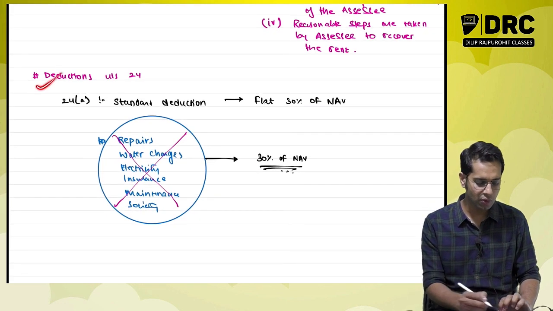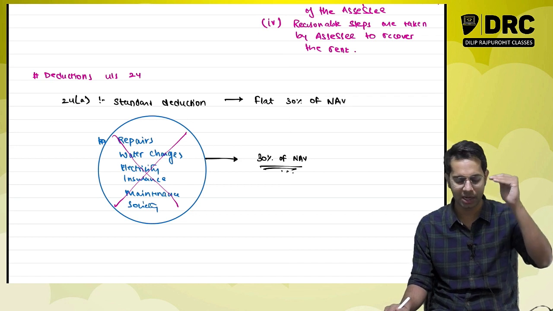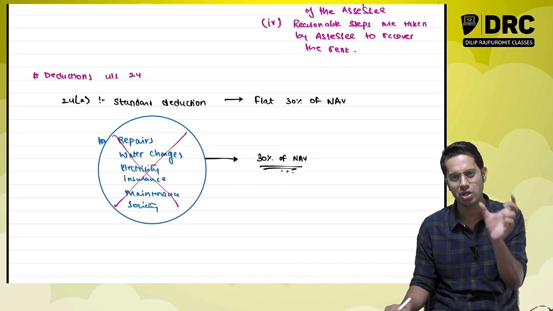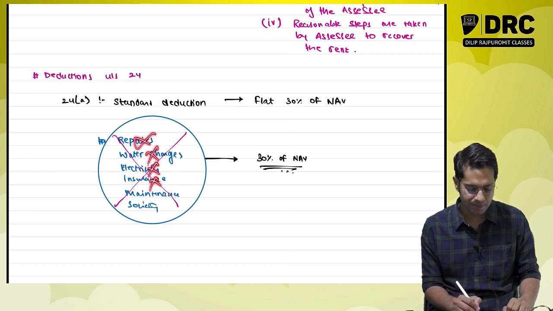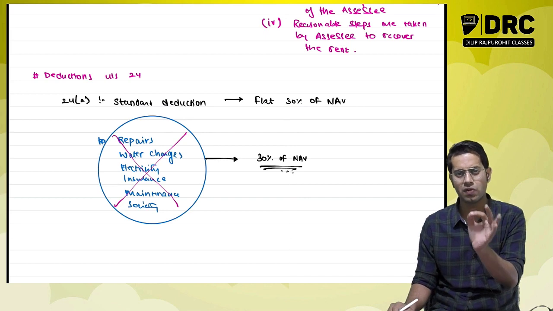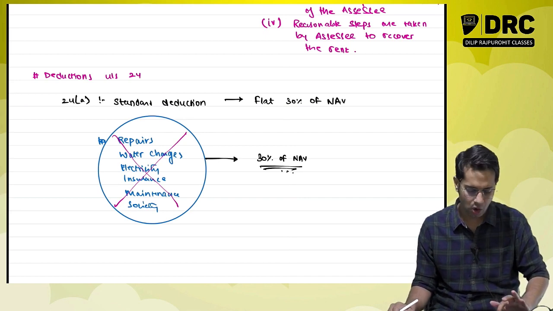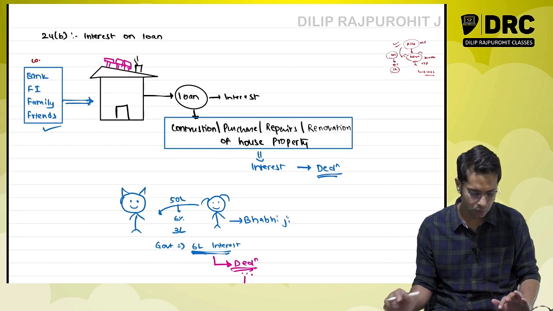Then we understood the deductions under section 24. There are two deductions which can be taken. One is standard deduction, which is equal to 30% of NAV. You will not get deductions for repairs, maintenance, water charges, insurance charges, society fees, etc. Instead of that, you will get a flat 30% deduction on whatever NAV you are getting.